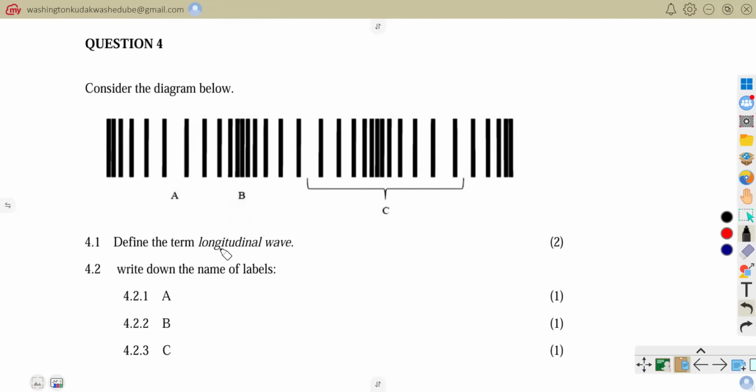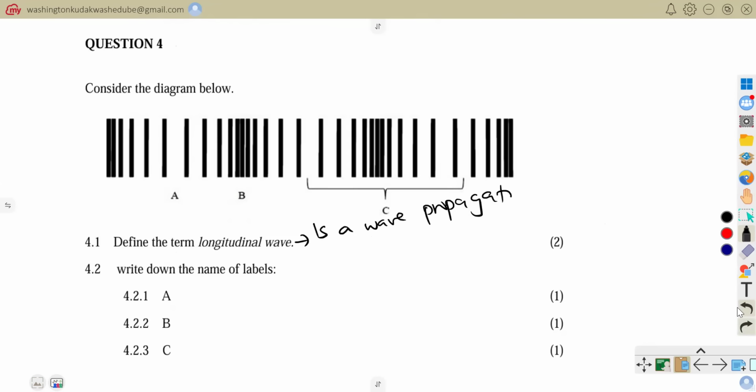Question number 4 is now saying, define the term longitudinal wave, and you are given a diagram above. From the diagram above, I have got the propagation of a longitudinal wave. So what is a longitudinal wave? A longitudinal wave is a wave propagation.